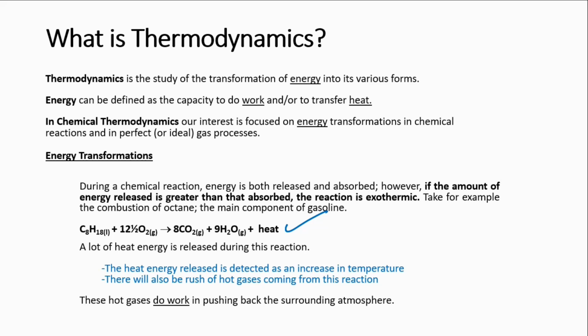Now, for this reaction, the burning of octane, there will also be a rush of wind or hot gases coming from it, due to the production of a significant amount of carbon dioxide and water vapor. I can tell you straight up that this is the part of the reaction that will do work, whereas the heat is represented by Q. You'll see what I'm talking about when it comes to Q and W shortly.